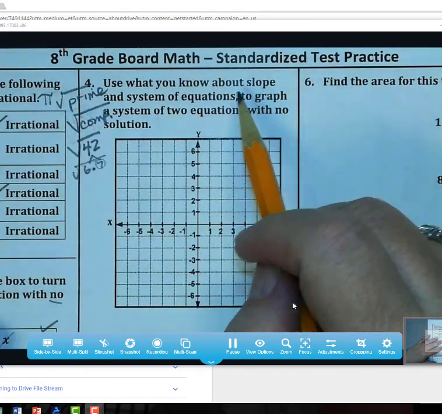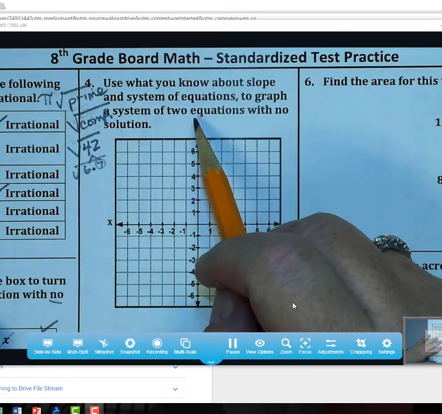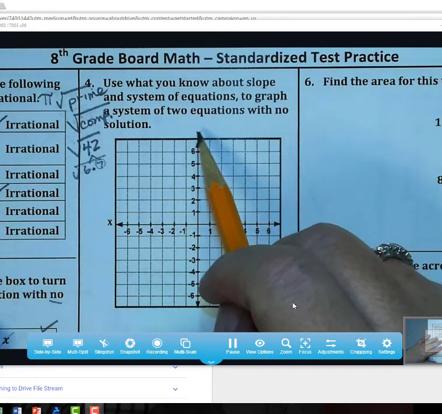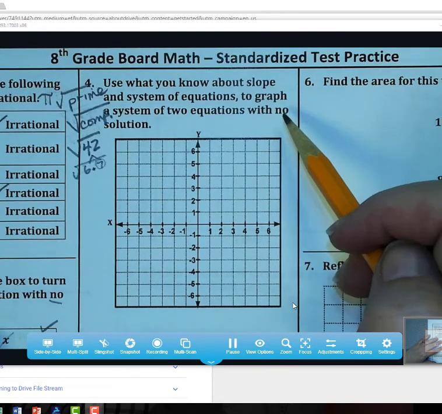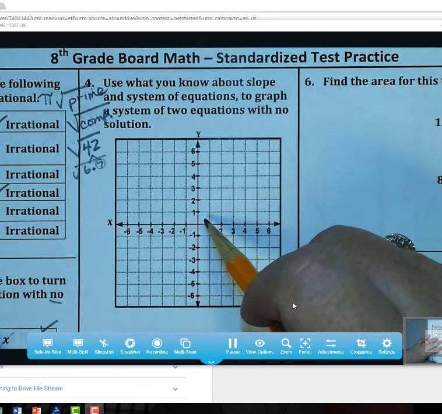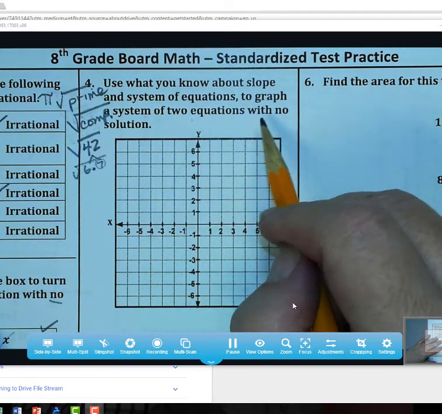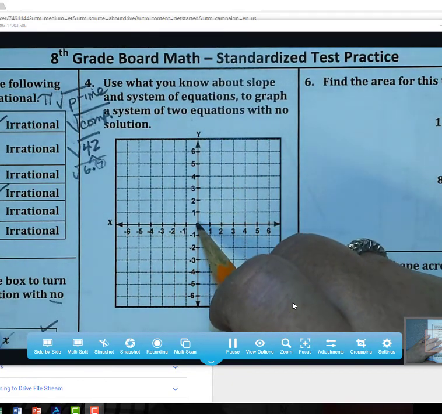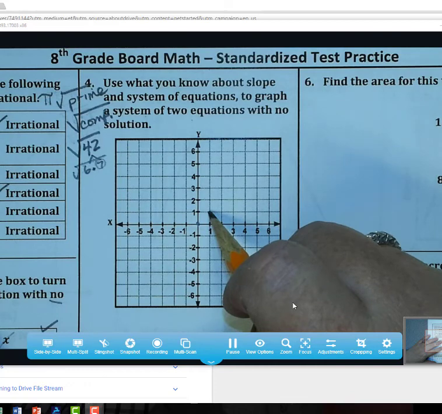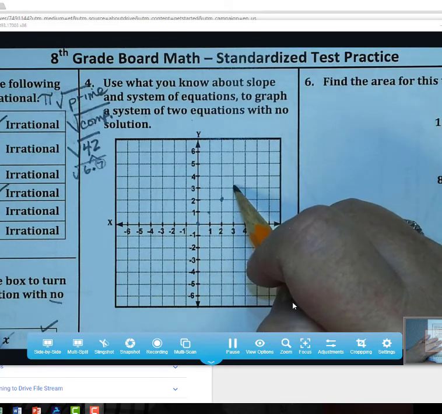Use what you know about slope and systems of equations to graph a system with two equations and no solutions. So that basically means that the lines are parallel. Okay, so I am going to graph a system with two equations that have no solution. I just have to make sure that they're parallel. So this would be one. This would be a super, super easy one.